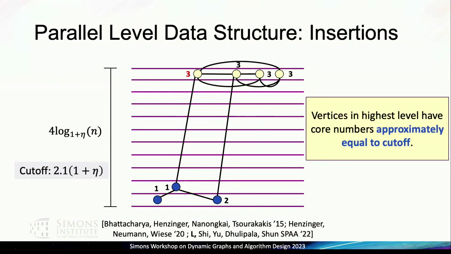Now, one observation I want to make here is that you somehow want to obtain the approximate core number from this data structure. So one observation here is that vertices in the highest level have core numbers approximately equal to the cutoff for this structure. So vertices in the top level have approximately within factors of 2 of the cutoff for this structure.